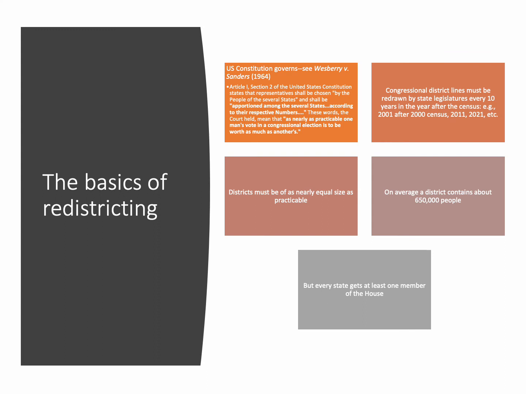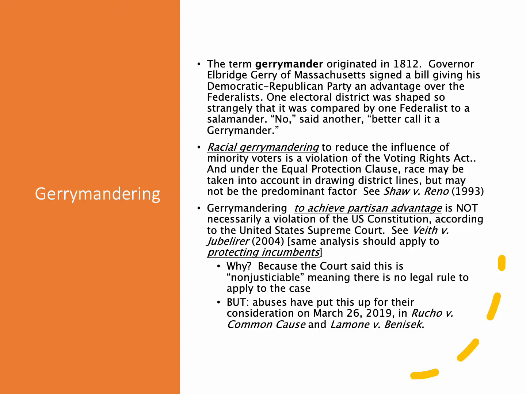So the districts have to be the same size. But here's the thing. First, every state gets at least one member of the House. So there's no such thing as not having enough to have even one. But the next issue is, where do you draw those lines? And this is where that gerrymander came from. In 1812, Governor Elbridge Gerry of Massachusetts signed a bill that gave his party an advantage over the other party.